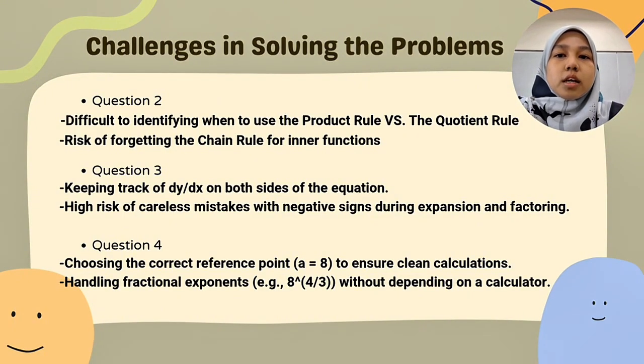To make the linear approximation work smoothly, we must be smart enough to choose the perfect reference point, which is a equal to 8. If we don't handle fractions and exponents like 8 to the power of 4 over 3, it becomes extremely messy, especially when we are doing it without a calculator.